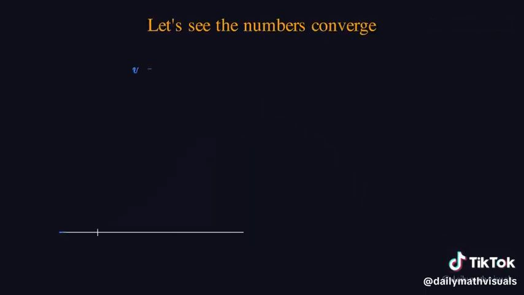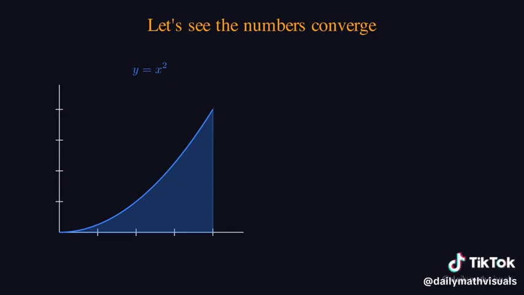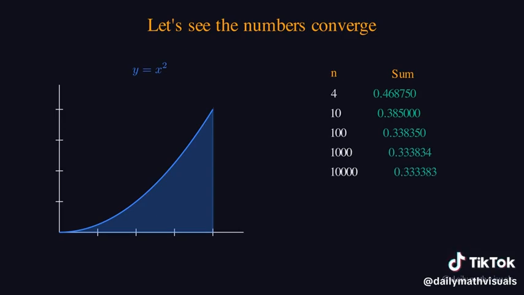Let's focus on a specific example. The area under y equals x squared from 0 to 1. With 4 rectangles, the sum is 0.468. With 10 rectangles, 0.385. With 100, 0.338. With 1,000, 0.3338. With 10,000, 0.33338. The numbers are converging to 1/3. As n approaches infinity, the sum approaches exactly 1/3.